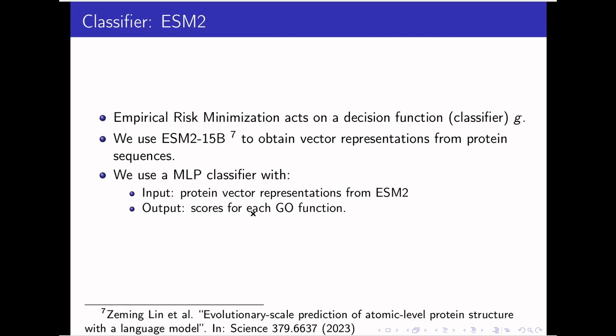As I said before, the empirical risk minimization acts on a decision function, which is a classifier. So we need to define what is going to be our classifier for our function prediction problem. So we use the ESM2, which has been widely used in many works, not only for protein function prediction, but other tasks involving proteins. So we use this model to obtain vector representations, and we plug an MLP classifier such that we have an ESM plus MLP classifier where the input are protein vectors and the output are going to be scores for each GO function.